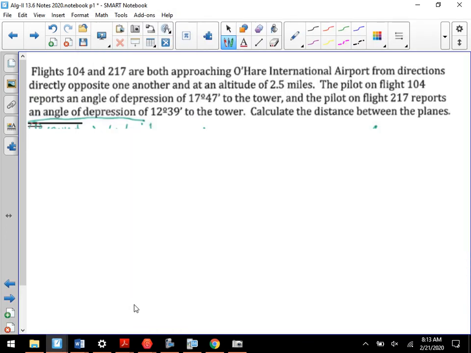So again, obviously for this problem, a little bit is kind of splotched out on the page. If you want to read it here, it says flights 104 and 217 are both approaching O'Hare from directions directly opposite one another at an altitude of 2.5 miles. So that means they are horizontally across from one another. I'm sorry, the altitude is 2.5 miles. So they're up 2.5 on both sides. Okay? So we have a plane.